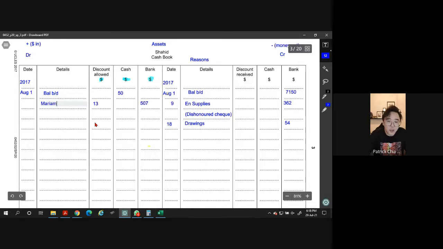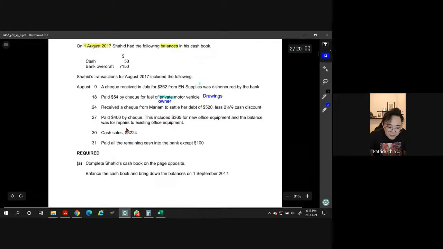The only worry is if you put Mariam, that's correct already, and then your hand itchy, you go and put TP by accident. Then how do you still get marks? You don't, because this becomes wrong information. Mariam is a customer, not a supplier. So what's the best option? Don't put TR or TP, just put the name, to be safe. So Mariam, 24.